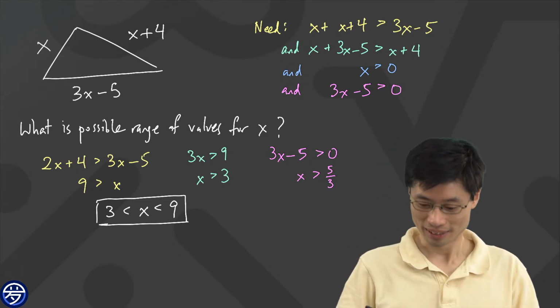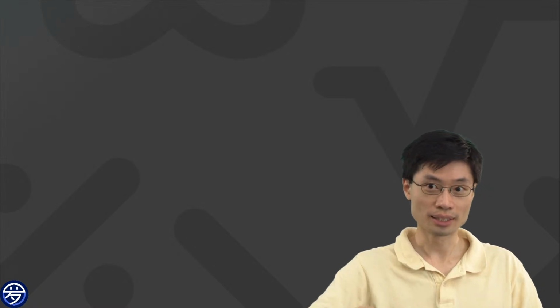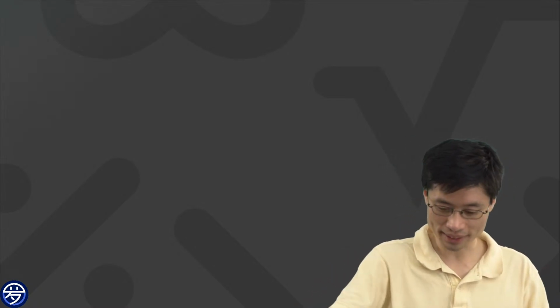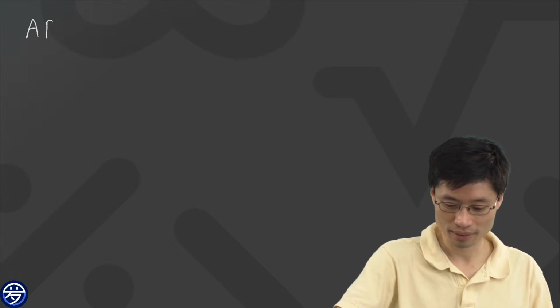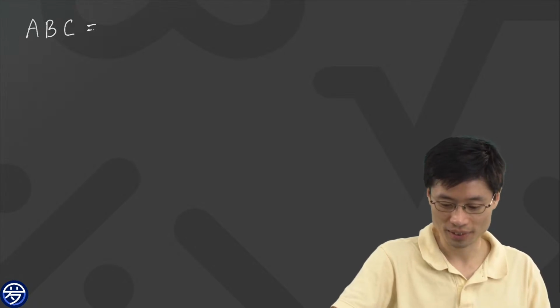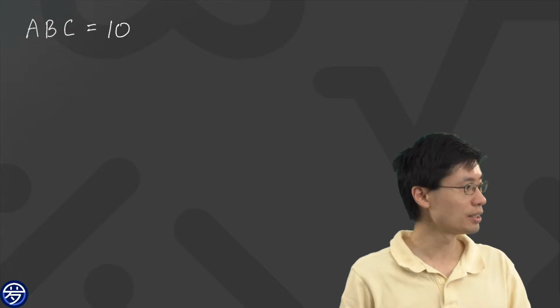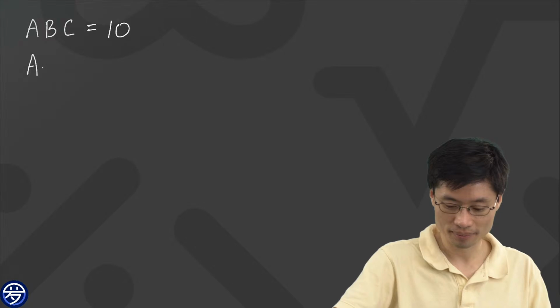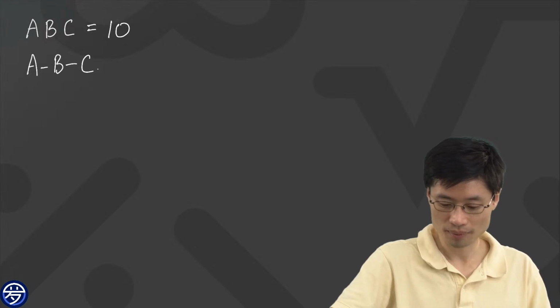Ooh, a puzzle. Let's try this. It's a number puzzle by Jacob Flint. Jacob Flint says ABC is 10. I think you mean multiplied together. And you also said that A minus B minus C is equal to 10.